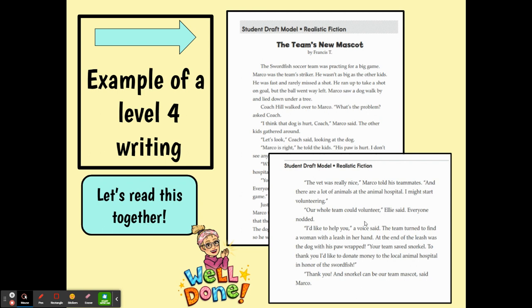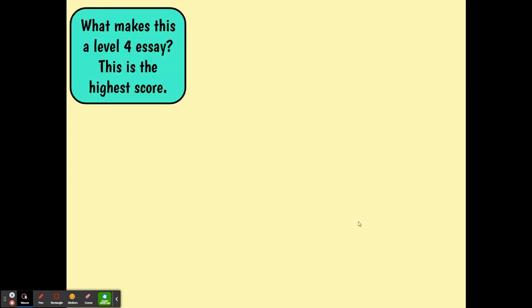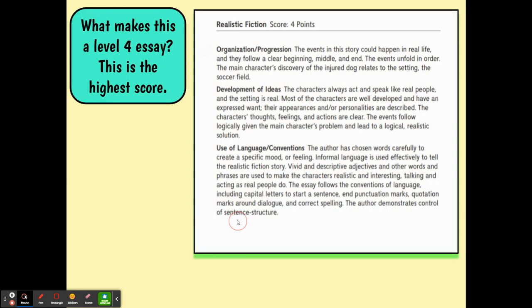So, why does this get a level 4? Why does this get an A? It says that the organization and the progression, the events in the story could happen in real life. Like I said, that is what we are looking for. It has a clear beginning, middle, and an end. It doesn't start in the middle, go back and forth, and get confusing. This really is cohesive and smooth.